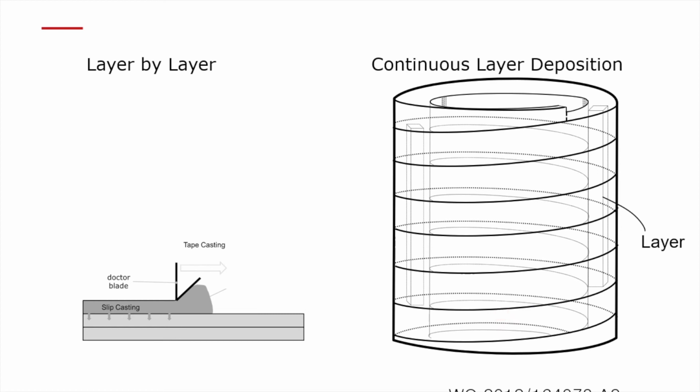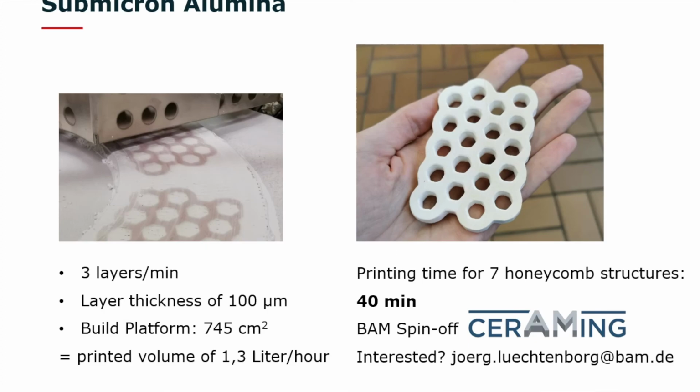And we have a little startup which is translating this process idea into a technology. And here we are showing first results. You see here the continuous deposition and the parts printed into the powder bed continuously. So we printed here 7 of these honeycomb structures from alumina. And I think the most striking value is that we can print now in 1 hour a volume of about 1.3 liters. So this is a huge improvement.